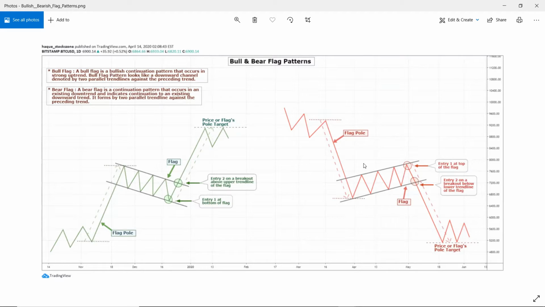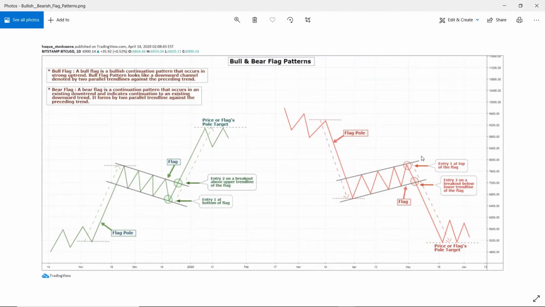You getting that point? Yes. All right. So this is also known as impulse and retracement. The retracement is the flag. The impulse is the pole. Okay. Impulse, retracement. Get those points?